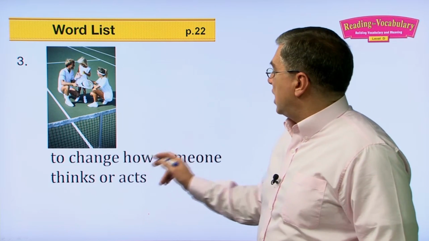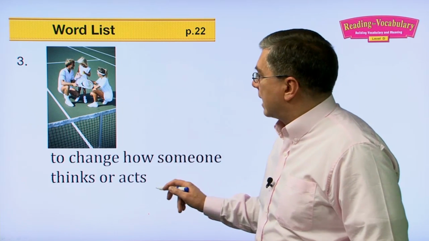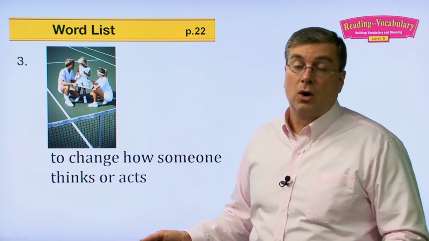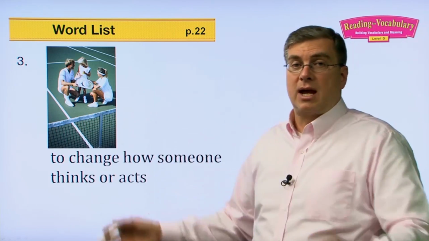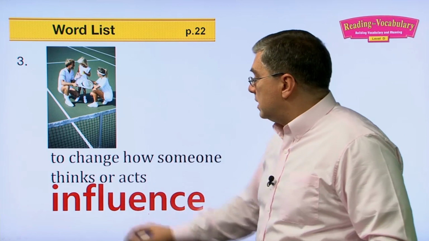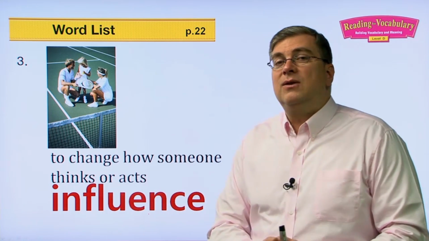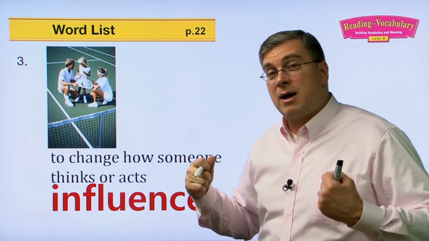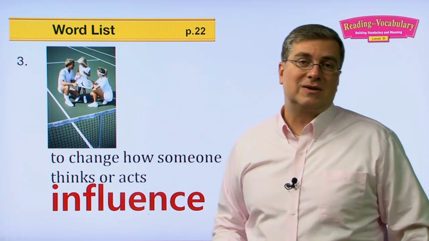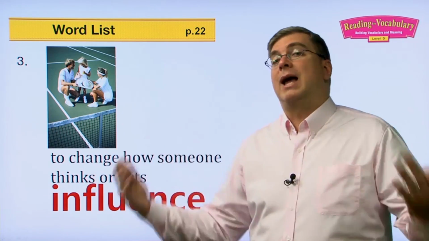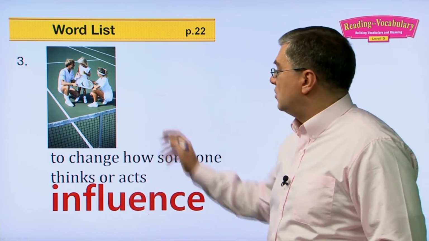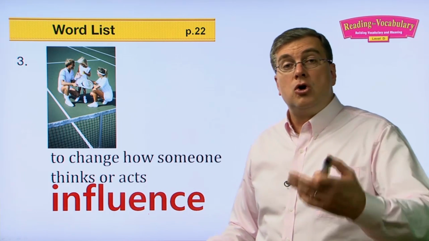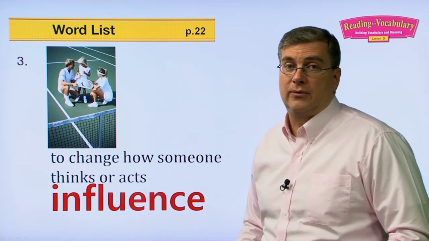The next one, to change how someone thinks or acts. So if you want to change the way someone behaves, maybe you don't like their behavior, or maybe you want to improve their behavior, like for example in a sports game, you need to influence them. So the fact that mom and dad like to play tennis, they like to play sports, that will influence their daughter. She will grow up and she will like to play sports too, because they're changing how someone else thinks or acts. You influence them. Who has influenced you in your life?